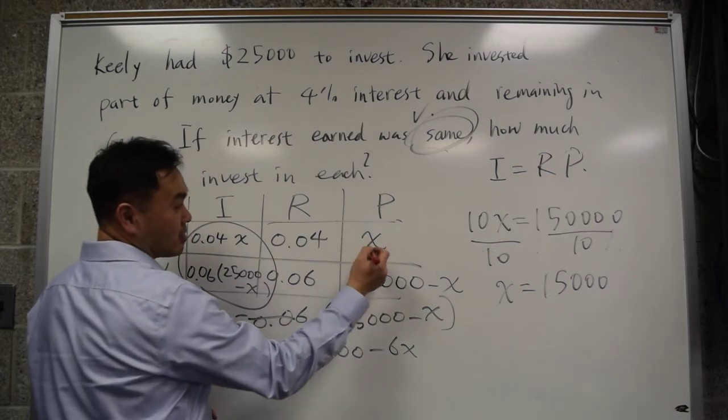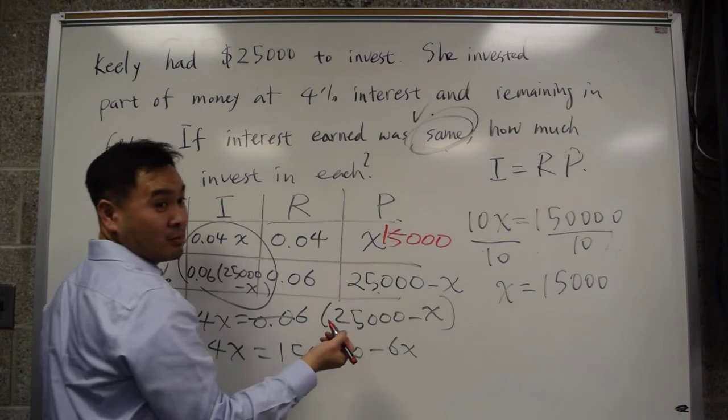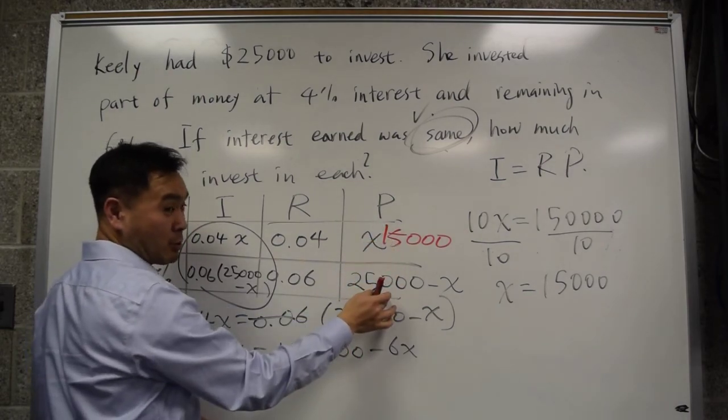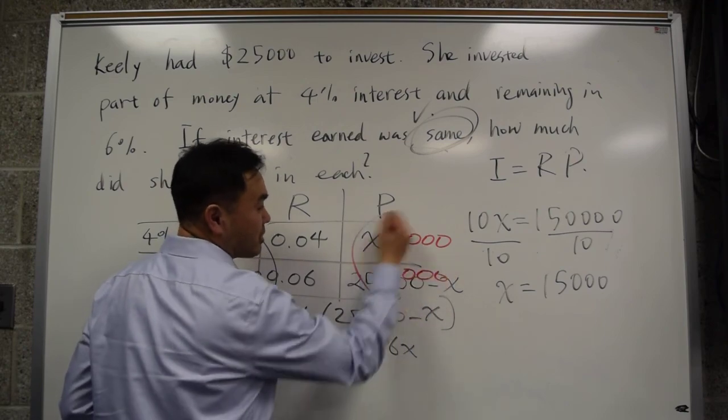So what is this? 15,000. If this is 15,000, how much went in here? 25,000 minus 15,000 is 10,000. So they are the answers.